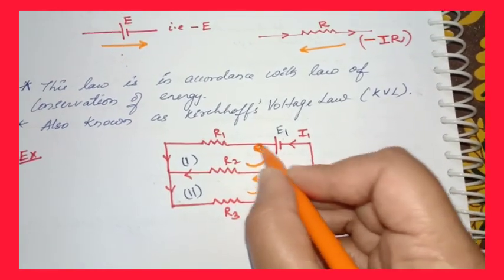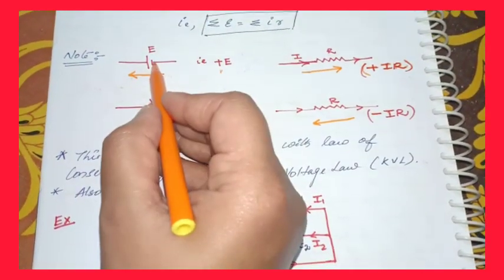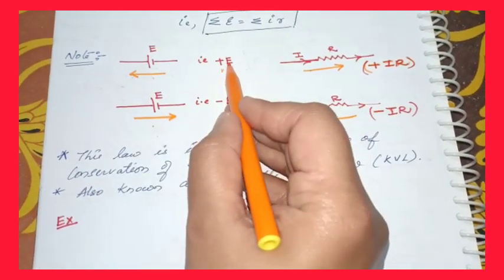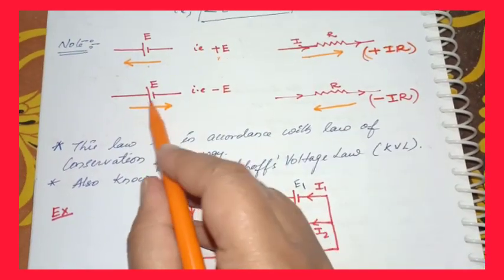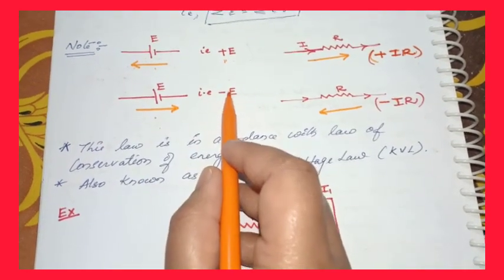So along my direction, if the EMF is from minus to plus, that EMF will be taken as positive. Along my direction, if the EMF is plus to minus, then that EMF will be taken as negative.